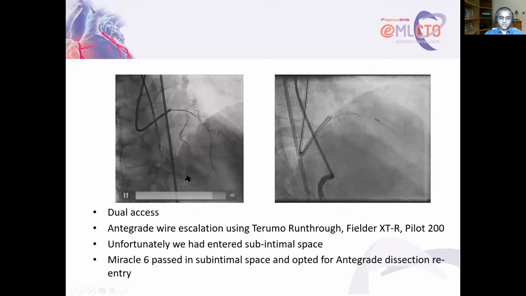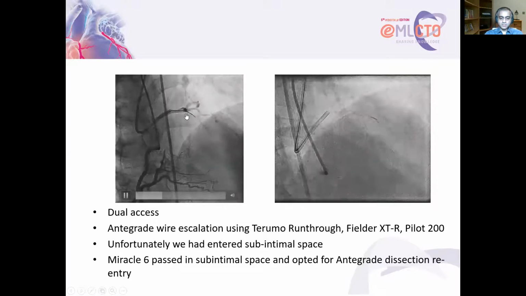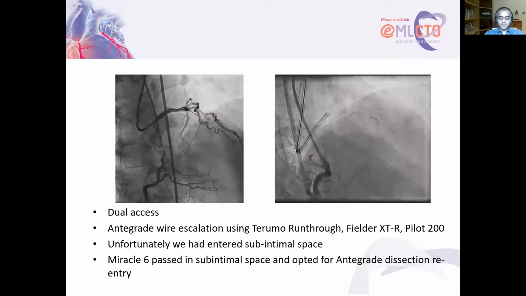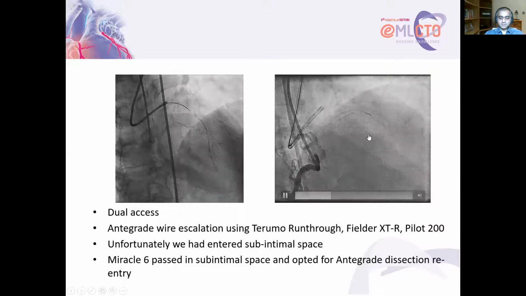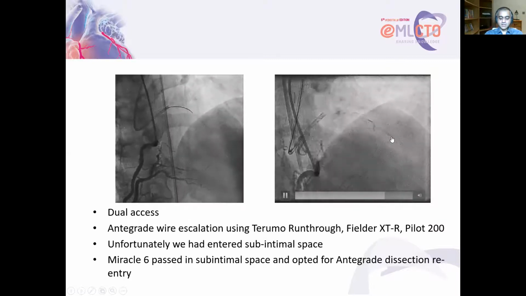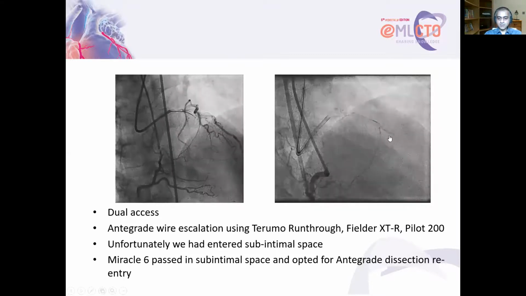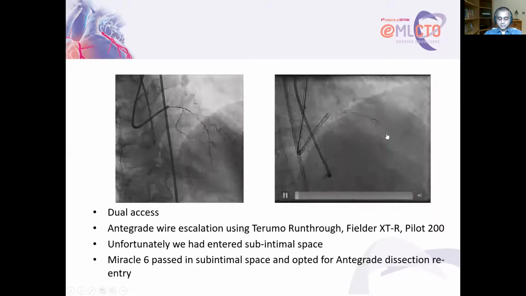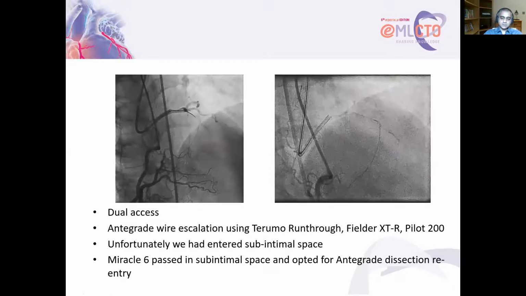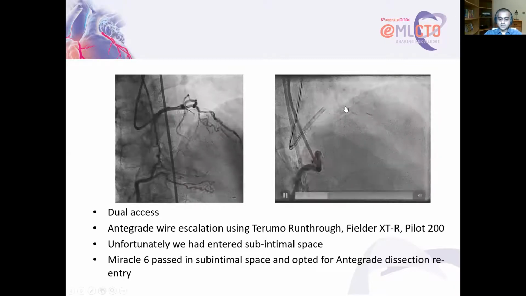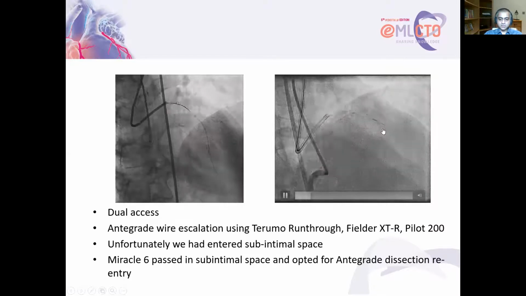On dual injection, you can see that actually the occlusion is quite short, but there is calcification. Because of that, unfortunately, it was clear on the second panel here that we've entered the subintimal space with our microcatheter. So the options at this stage are to think about possibly redirecting a wire back into the true lumen.